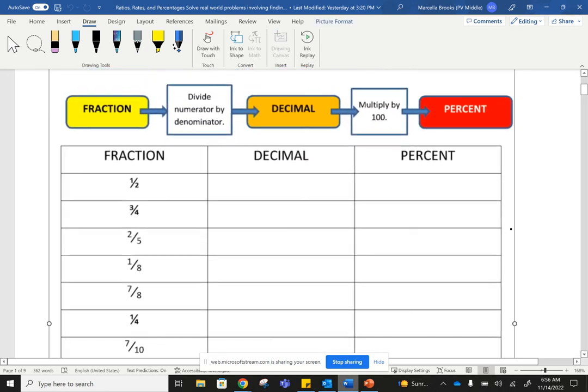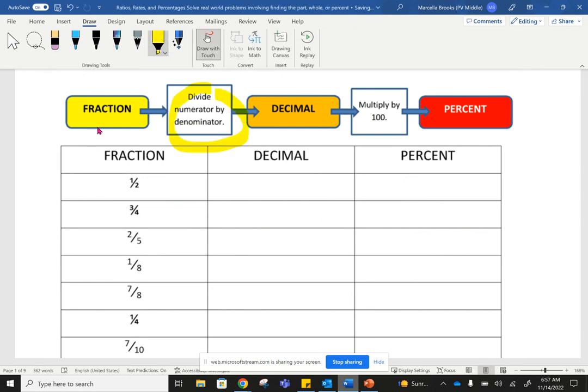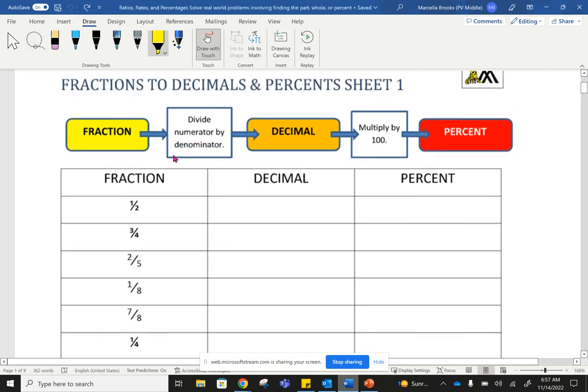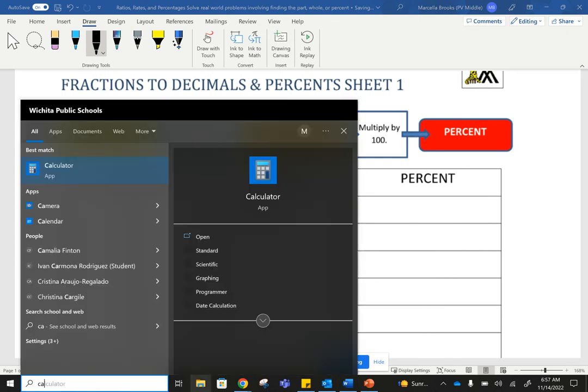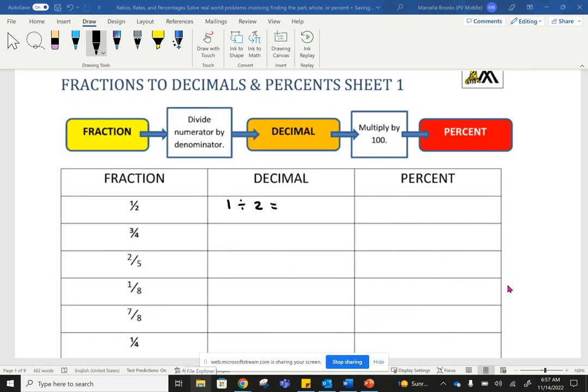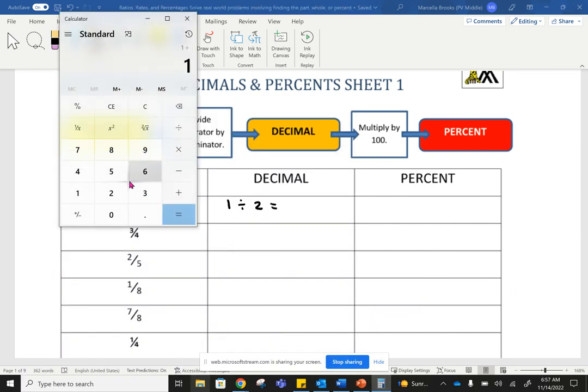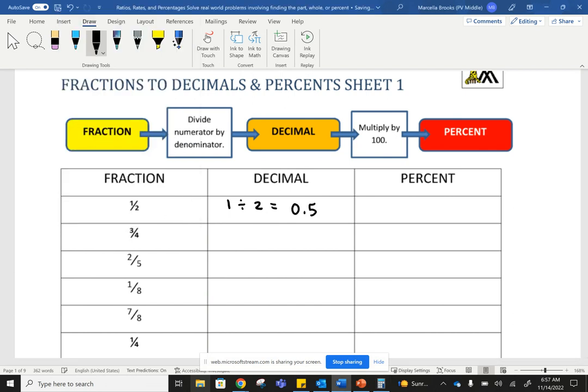I don't know what that looks like as a decimal. So up here, it says divide to turn a fraction to a decimal. You're going to divide the numerator by the denominator. So the numerator is 1, right? That's our top number. Divided by the denominator of 2. That is going to give us what? Let's look at our calculator. So 1 divided by 2 equals 0.5. So that is the fraction 1/2 as a decimal.